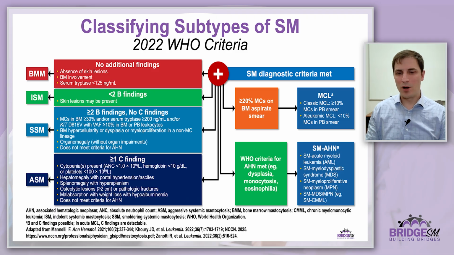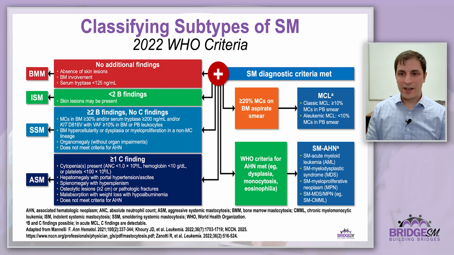I'm not going to belabor all the specific criteria, but the two most important ones that get me thinking smoldering mastocytosis is bone marrow with greater than 30% mast cell burden. So of the cells in the bone marrow, 30% or more are mast cells. That's wildly abnormal. And a serum tryptase greater than 200. The normal limit, again, is going to be about 11.5.